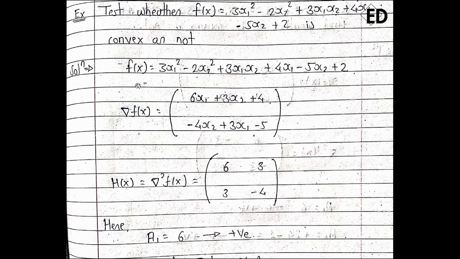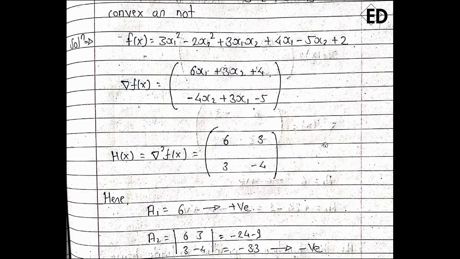Initially we partially differentiate this function with respect to x1, so we will get 6x1 plus 3x2 plus 4, and then for the second one we partially differentiate this function with respect to x2, so we will get minus 4x2 plus 3x1 minus 5. After calculating the gradient, then calculate the Hessian matrix.